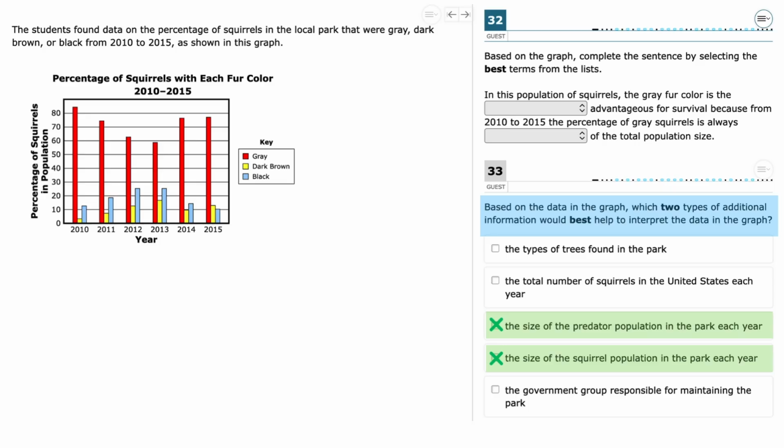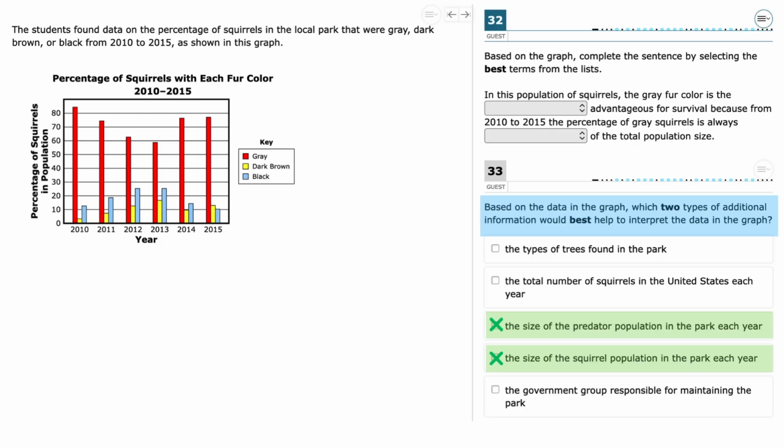If we want to understand why gray squirrels are doing better, we need more context. Two really helpful things to know would be, how many squirrels were there in total each year? That helps us understand if the percentages are out of a small or large population, and whether the total number is increasing or decreasing. What about predators? If predators prefer hunting dark brown or black squirrels, that could explain why gray squirrels survive more often.